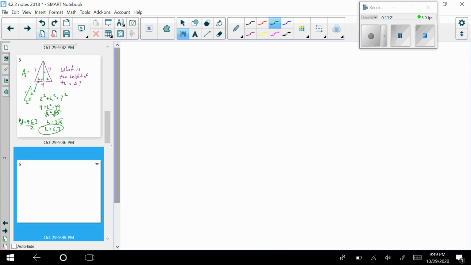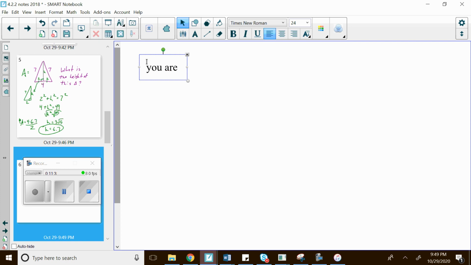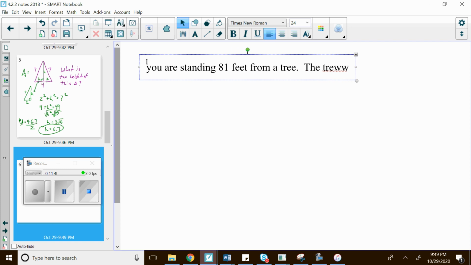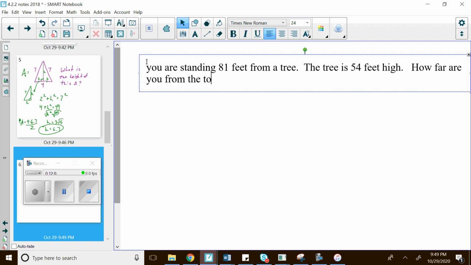Okay. Lastly, let's do a word problem. You are standing 81 feet from a tree. The tree is 54 feet high. How far are you from the top of the tree?